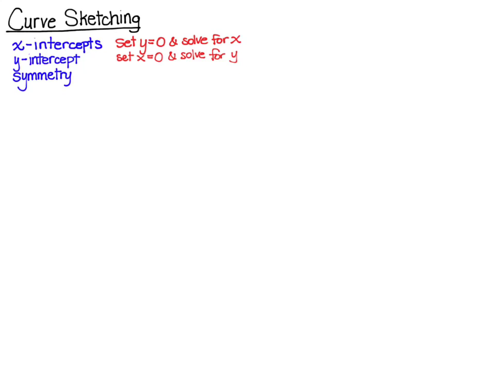We can evaluate the symmetry of a graph. There's two different types that we will be interested in. One is called y-axis symmetry, and one is called origin symmetry, or symmetry about the origin. Our graph will have y-axis symmetry if f of negative x equals f of x for all x. In other words, if I can fold my graph along the y-axis and have the two halves match up.